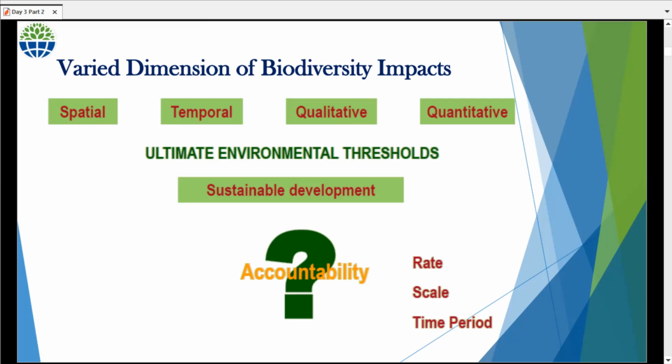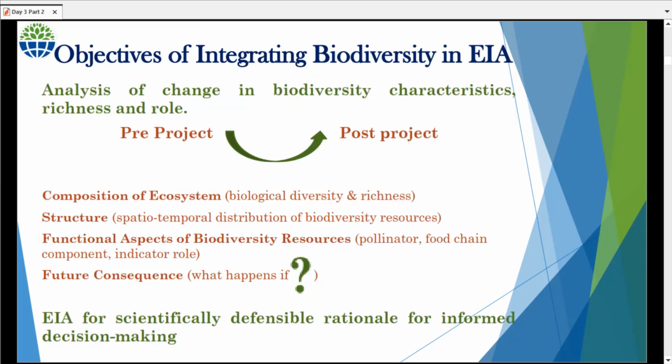So there are some dimensions of biodiversity impact. It can be spatial, temporal, qualitative, quantitative. Methodologies for collection of baseline data we have already discussed. But the environmental threshold for biodiversity under EIA, as an EB expert working for sustainable development, is based on the rate, the scale or magnitude, or the time period, because ecology and biodiversity impacts are accountable for the sustainable development of any type of development which is going to happen on a piece of land.